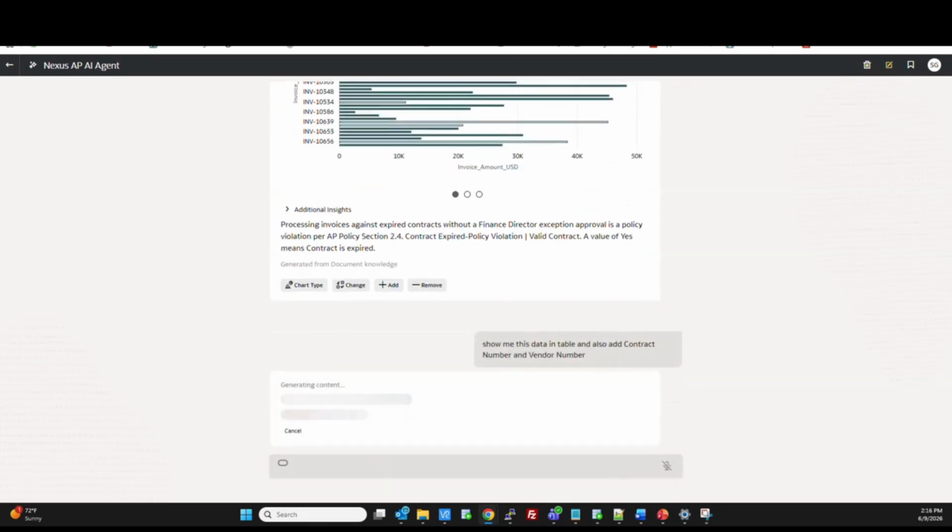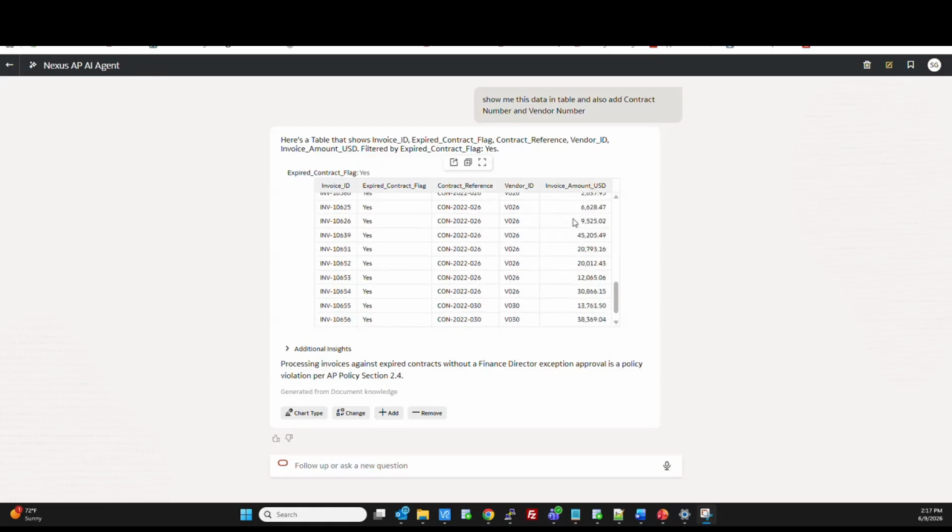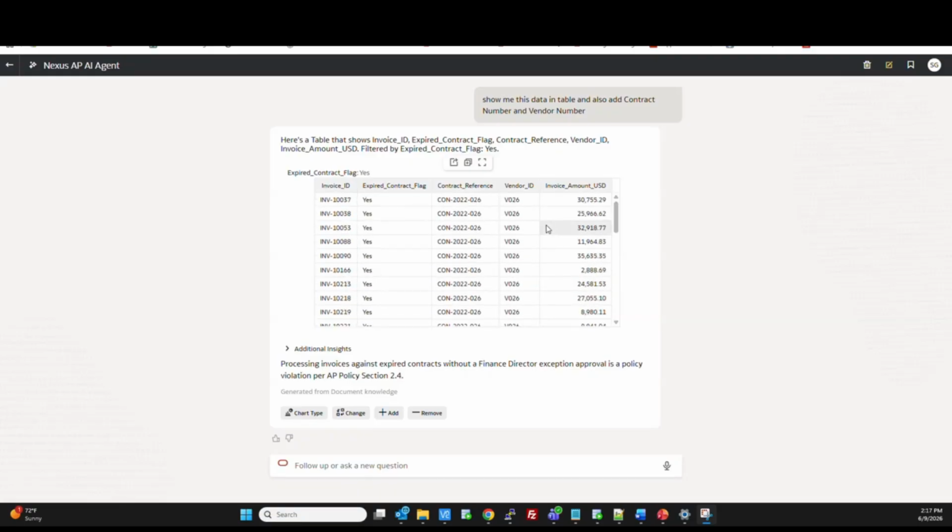As you can see, our agent has printed invoice number, expired flag, expired contract flag, vendor invoice number, vendor ID, and the amount. It listed all the 35 invoices which were raised against the expired contract. Expired flag equals yes clearly indicates that the contract was already expired. It also printed information from policy section 2.4: processing an invoice against an expired contract without approval is a violation.